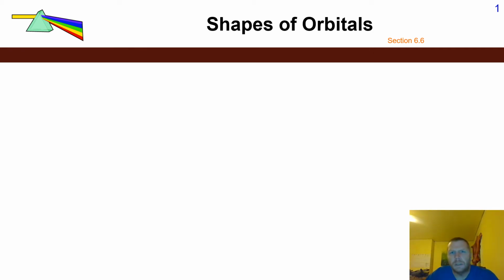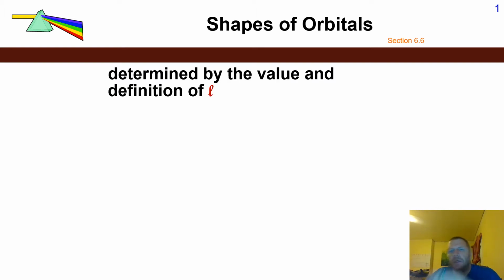So to bring all these things together, what I'd like to do is combine a discussion of all of these different quantum numbers and look at them. So the shape of an orbital is determined by the definition of L. Okay, so that's our second quantum number.